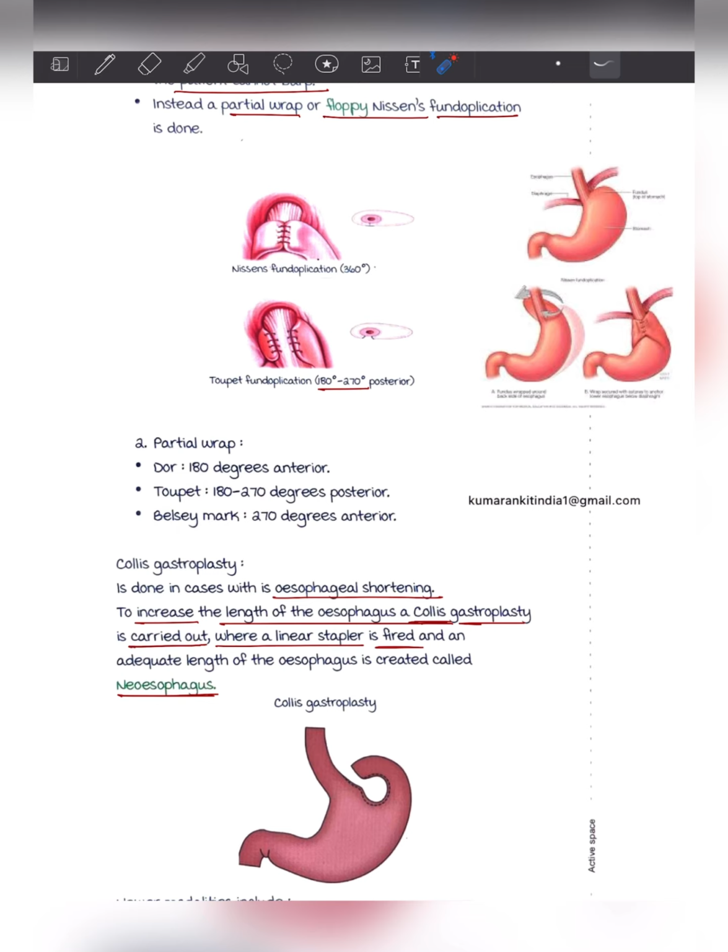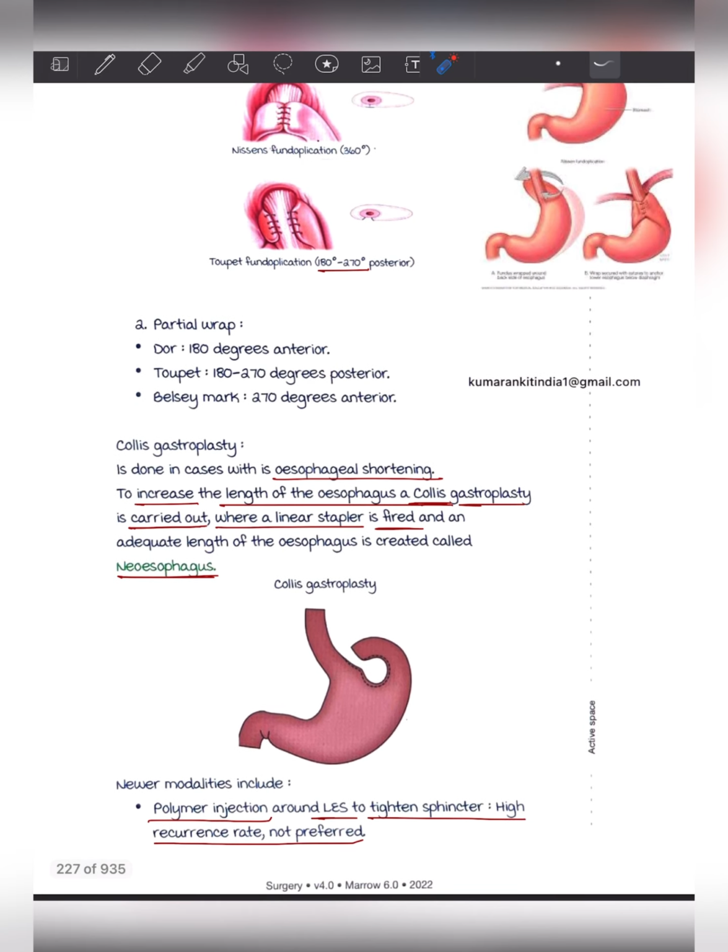Now Collis gastroplasty. What is it? It is done in cases with esophageal shortening where the esophagus becomes short. This is the esophageal wall, and earlier it was up to here, but now we have stapled the stomach wall and increased its length. To increase the length of the esophagus, a Collis gastroplasty is carried out where a linear stapler is fired and an adequate length of the esophagus is created, called the neo-esophagus.